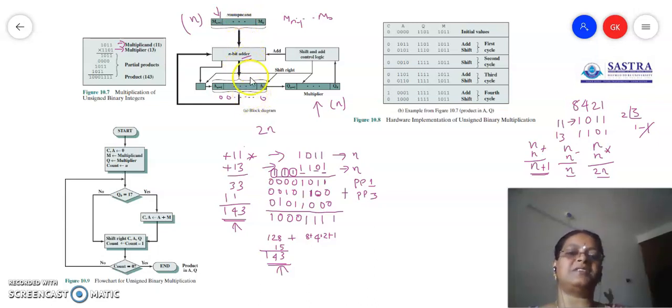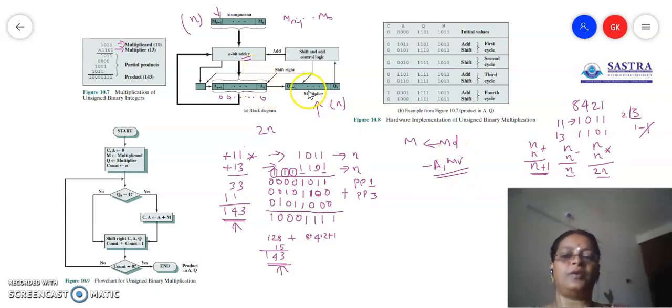Now, what is the multiplier? The multiplier is in AQ. So the multiplicand will be stored in the register M, and the multiplier along with the accumulator content, which is initialized to 0, will be considered. So A will be 0 and you will have the multiplier in the Q register.